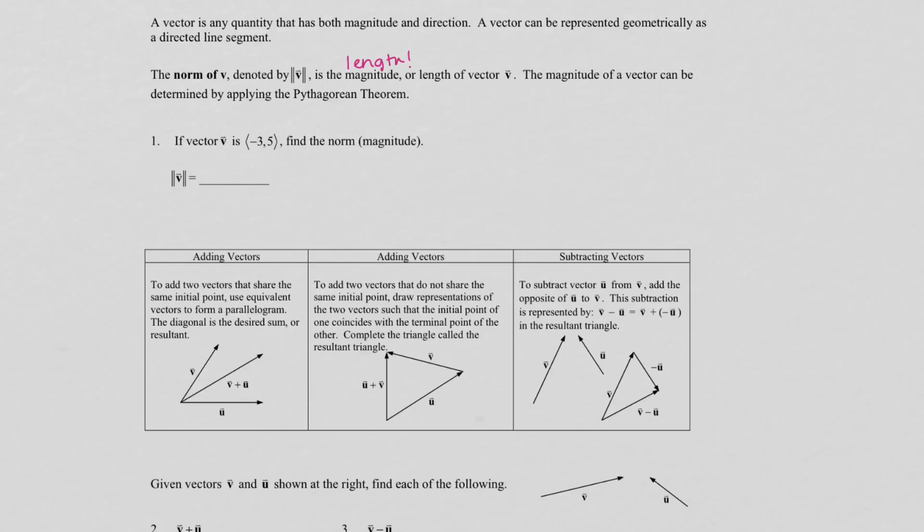The magnitude of a vector can be determined by applying the Pythagorean theorem, which is what we were doing. Distance formula and Pythagorean theorem are the same thing. I described the calculation for magnitude as the distance formula. These two things are the same, and that's the formula that we used twice in the last example. I'm going to write distance formula here.